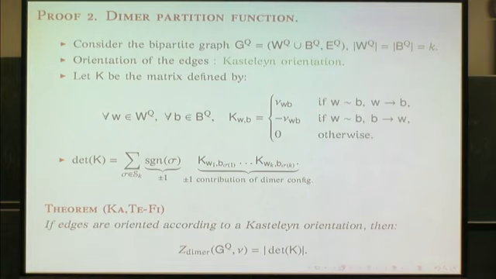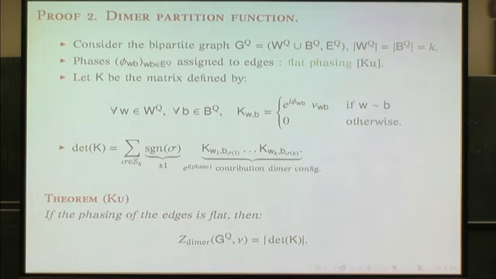So for planar graphs, you can always do this. And so as a consequence, if the edges of your graph are oriented according to a Kasteleyn orientation, then the dimer partition function is the absolute value of the determinant of K, because you might have a global minus sign coming out. Okay, so now we'll be interested in a slight modification of this.